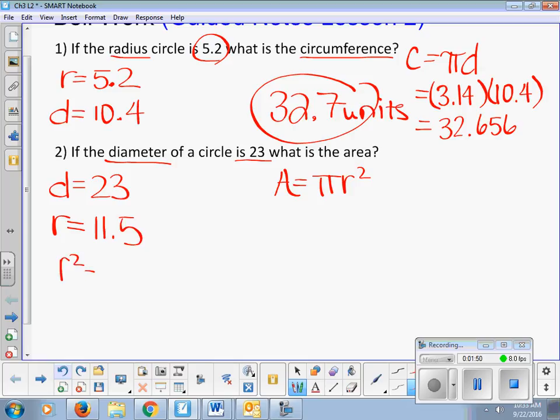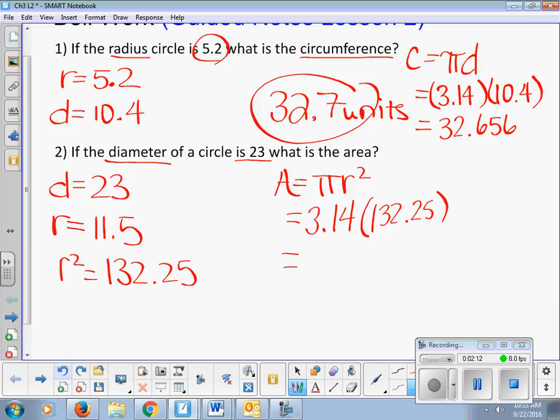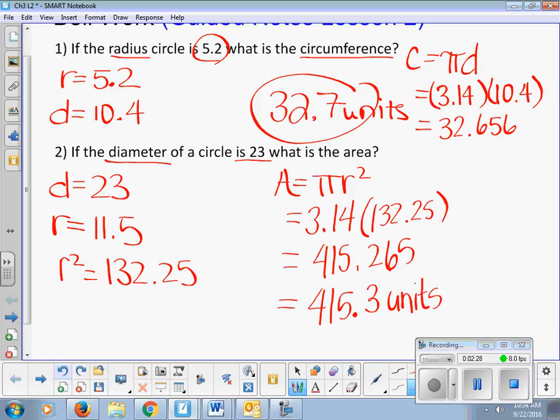We also want r squared. What would be 11.5 times 11.5? 132.25. And that's what we plug in for r squared. 3.14 times 132.25, and when you multiply those two numbers together, we get 415.26, and rounding to the nearest tenth, we get 415.3. We don't know what the units are, but since we have area, this is when we use units squared.